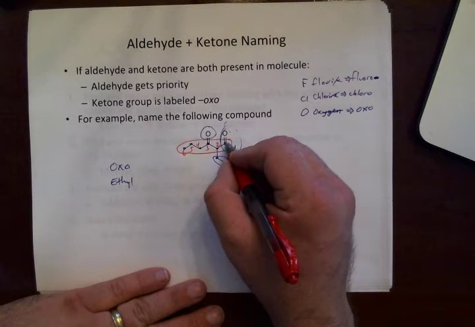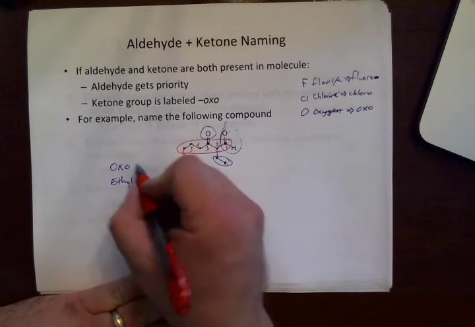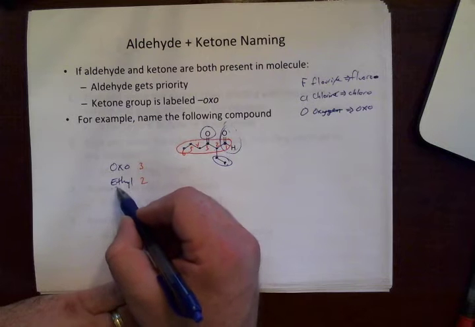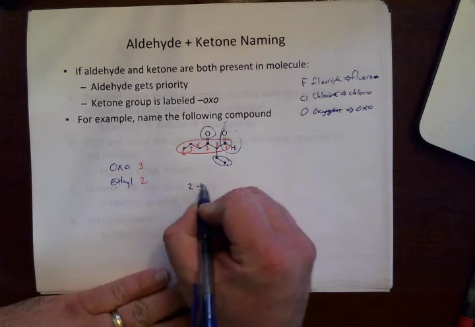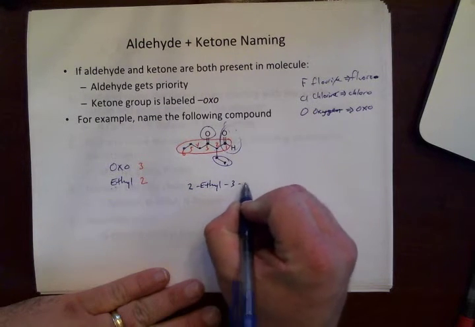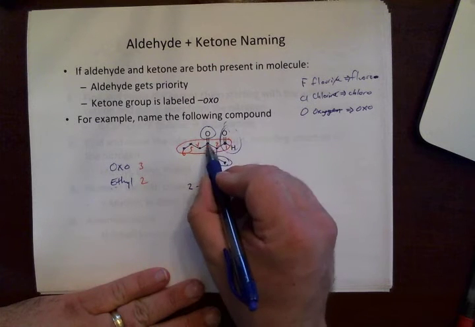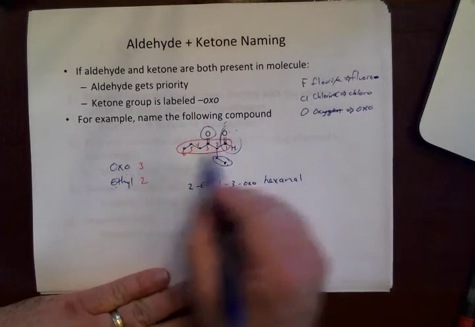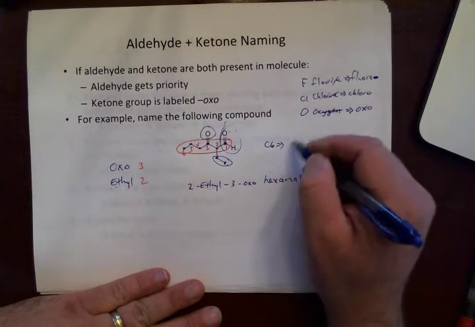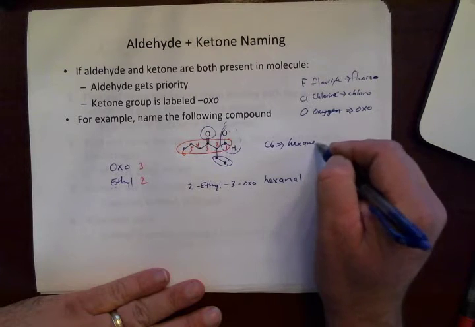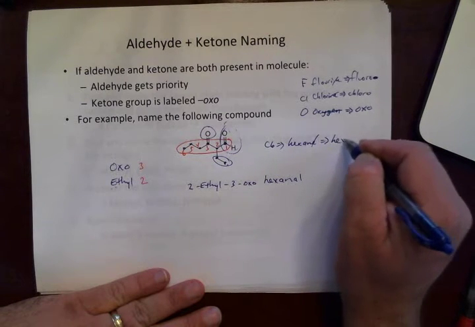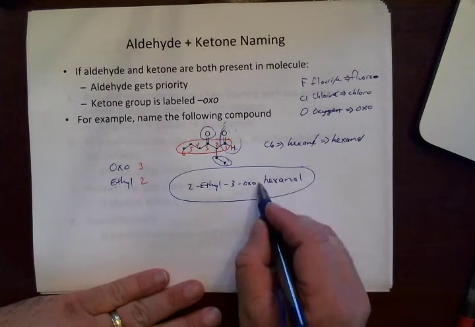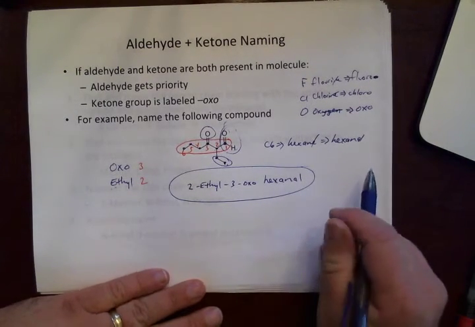Because carbon 1 of the aldehyde is going to be number 1, the oxo is at 3 and the ethyl is at 2. The ethyl comes first because it's first alphabetically. So it's going to be 2 ethyl, 3 oxo, hexanal. I forgot to put that. So C6, the main chain, is hexane. Take off the E and it becomes hexanal. Okay, so here's our name. Now you could write 1 hexanal, that's fine. I don't mind.